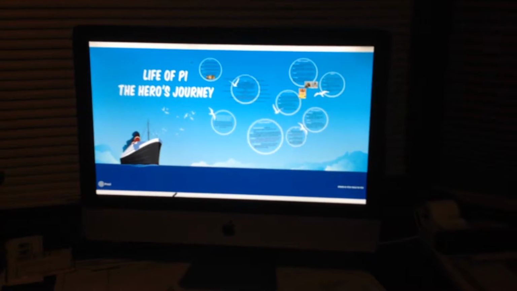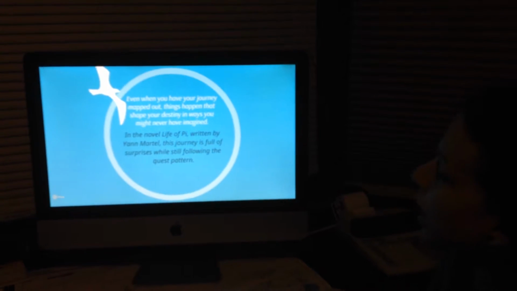Life of Pi, The Hero's Journey. Even when you have your journey mapped out, things happen that shape your destiny in ways you might have never imagined. In the novel Life of Pi, written by Yann Martel, this journey is full of surprises while still following the quest pattern.